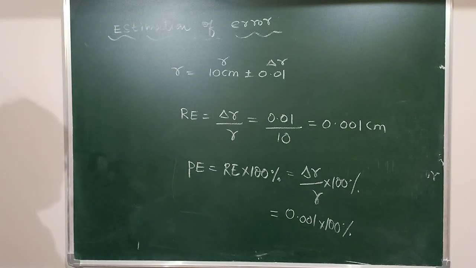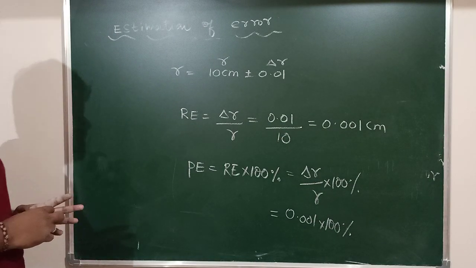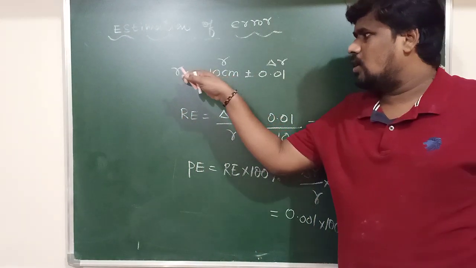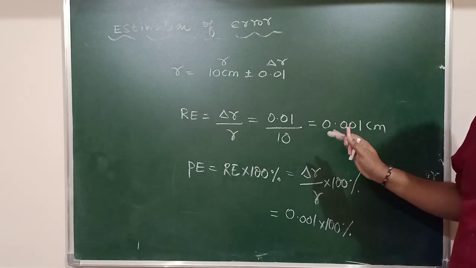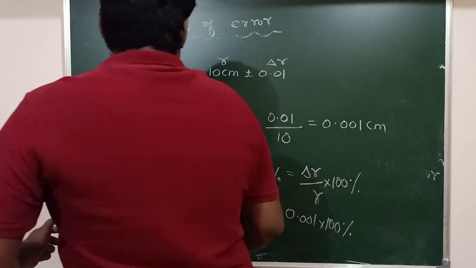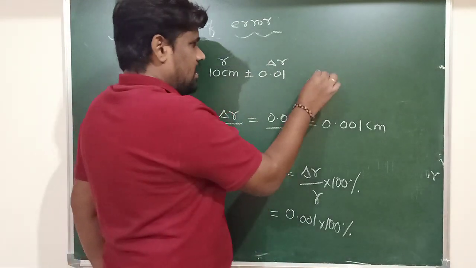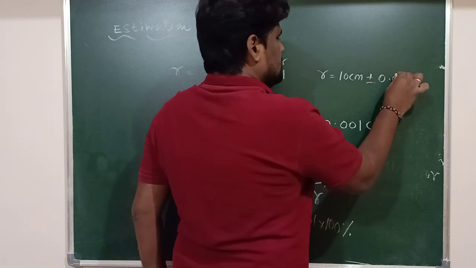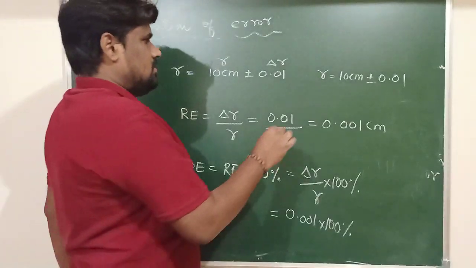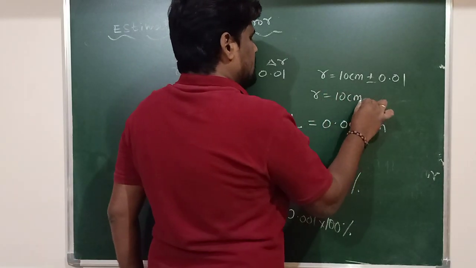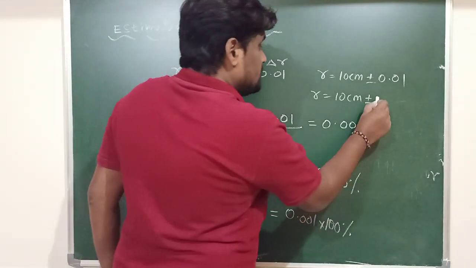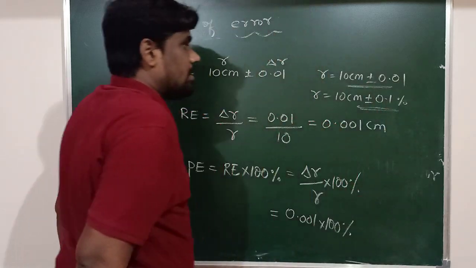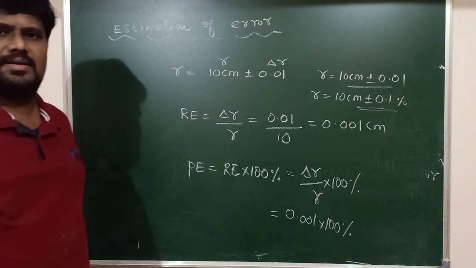So our answer will be 0.1%. What is 0.1%? We call it the error in the measurement of the radius. Now the radius can be written as 10 centimeter plus or minus 0.01, or else r is equal to 10 centimeter plus or minus 0.1%. So this is how you report the errors in the measurement.